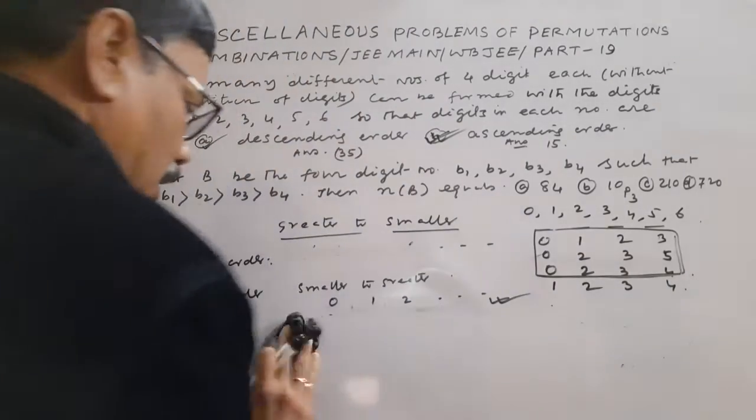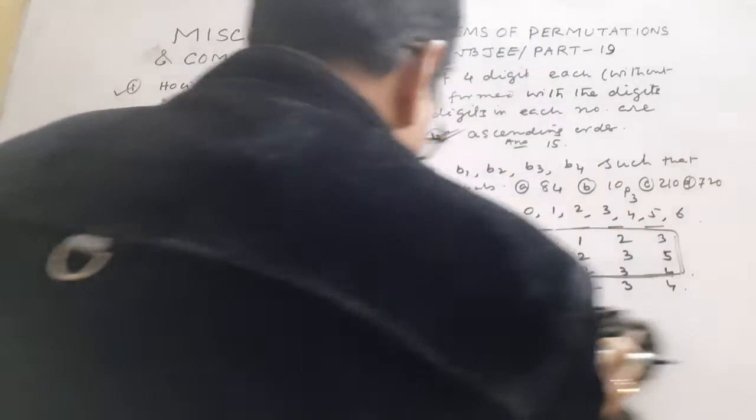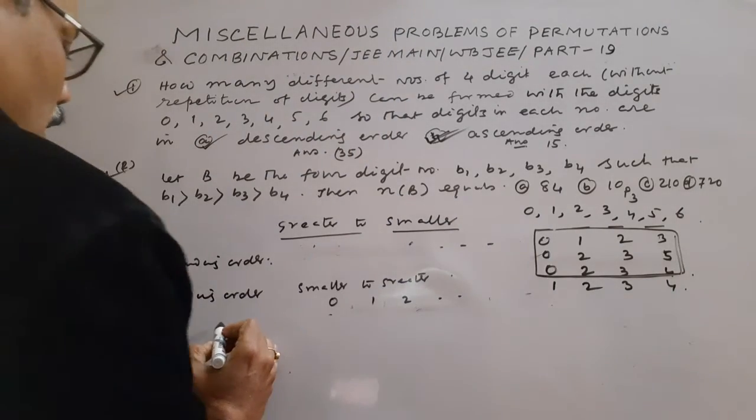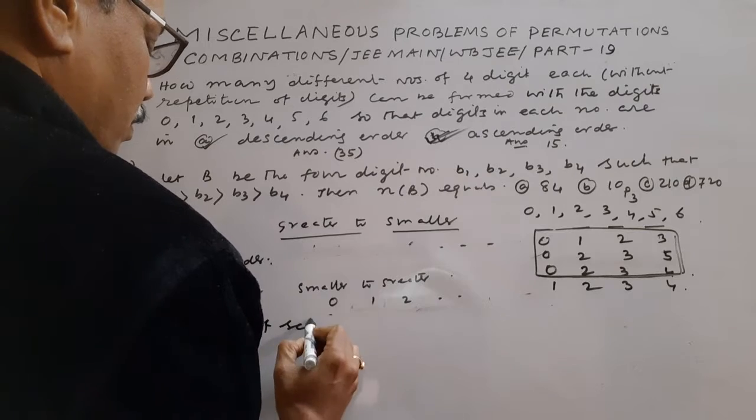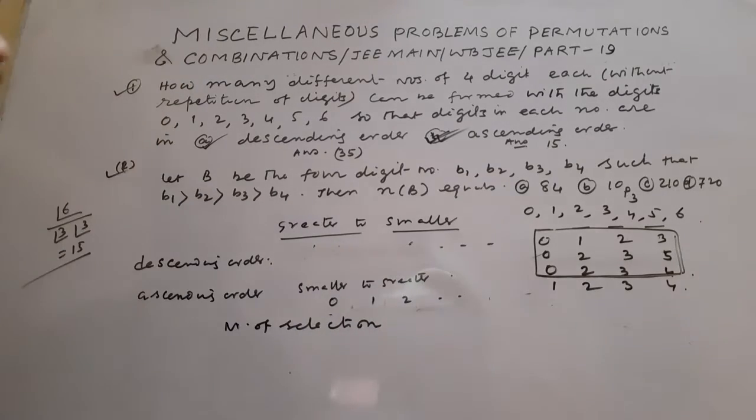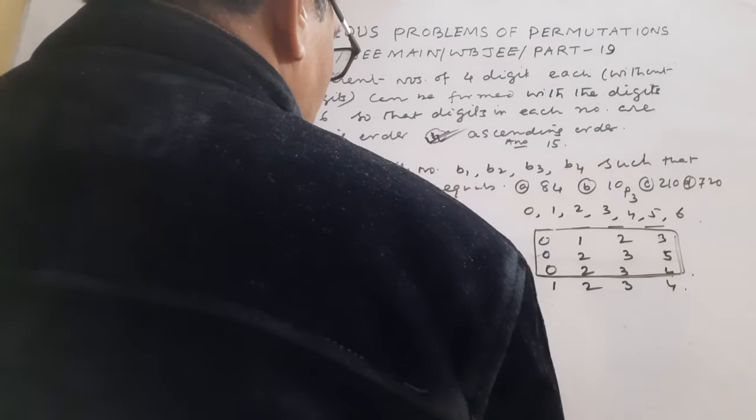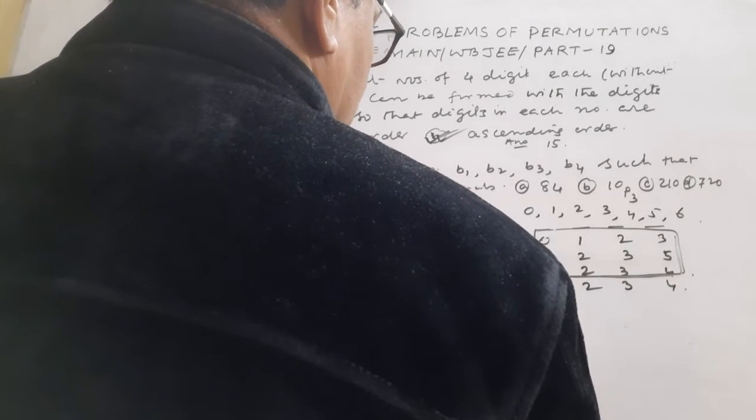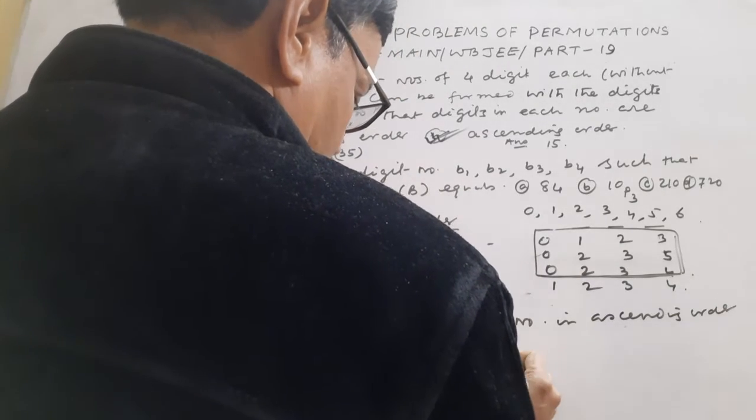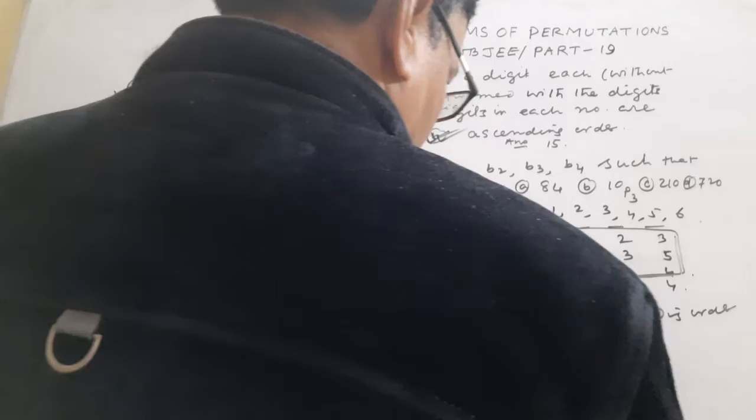So look, this one, number 2, number of selections of 4-digit numbers in ascending order equals to 7C4 minus 6C3. So 35 minus 15 equals to 16.